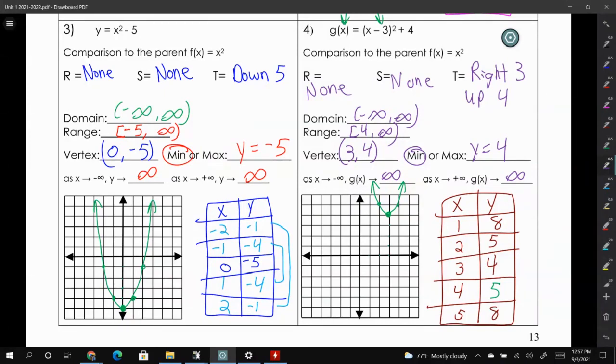So I know that this is a lot of information, but hopefully comparing it to the absolute value functions that you've just done, graphing these quadratic functions in vertex form is a little bit easier because a lot of the same things apply. There's only a couple differences between the two.